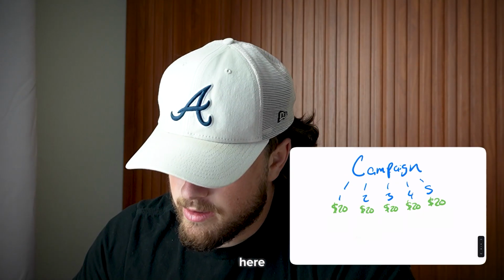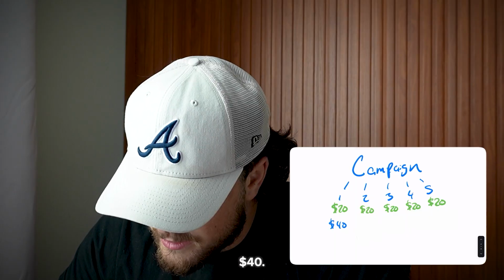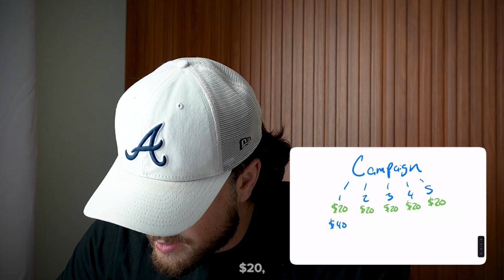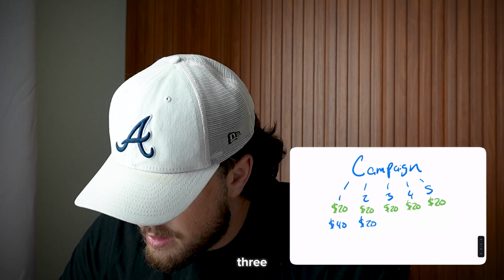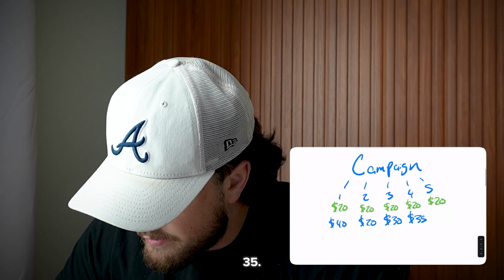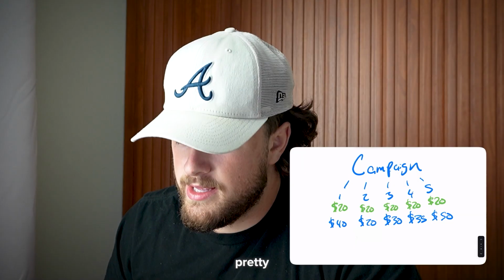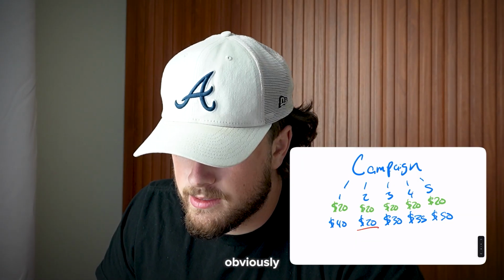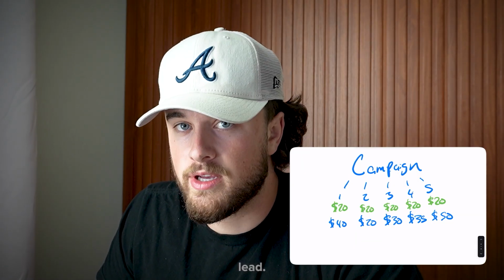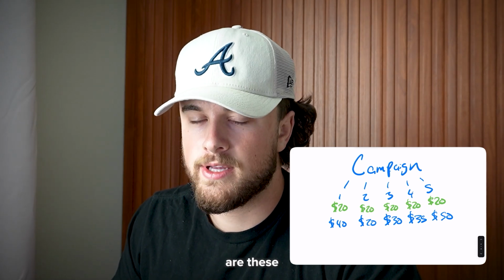So let's take a look down here and say ad 1 is getting leads for $40, ad 2 is getting leads for $20, ad 3 is getting leads for $30, ad 4 is getting leads for $35, and ad 5 is getting leads for $50. Okay, now it's pretty easy to look at this and tell that obviously ad number 2 is getting the lowest cost per lead. And for this scenario, we're just going to imagine that all the leads that are coming in are the same quality.